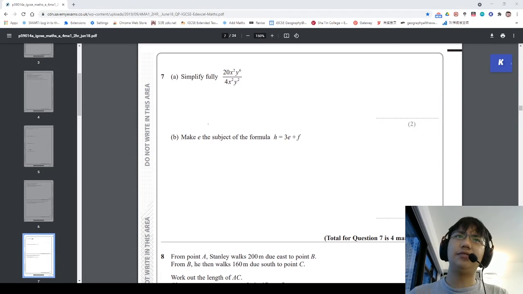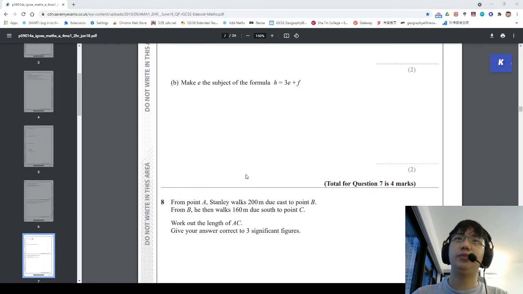For question 7, there are 2 parts. Part A asks us to simplify fully 20x squared y to the power of 6 over 4x squared y squared. And part B asks us to make E the subject of the formula H equals 3E plus F.